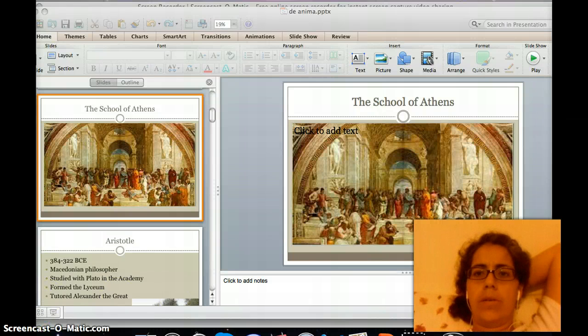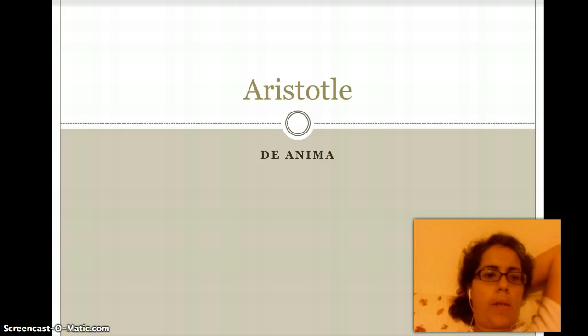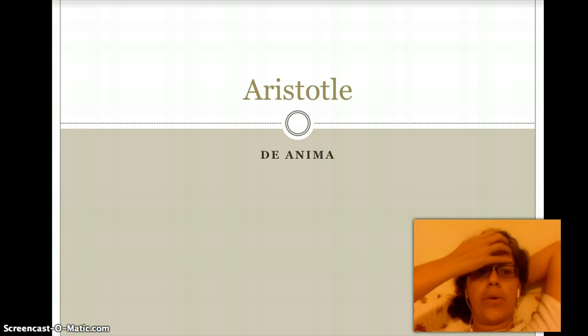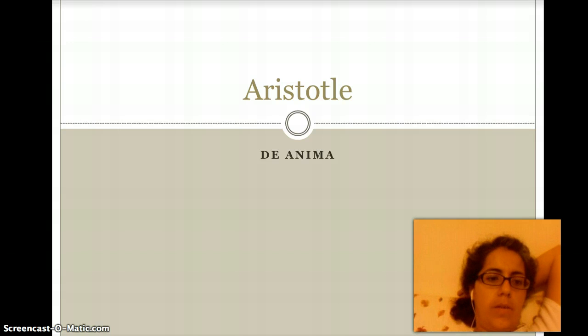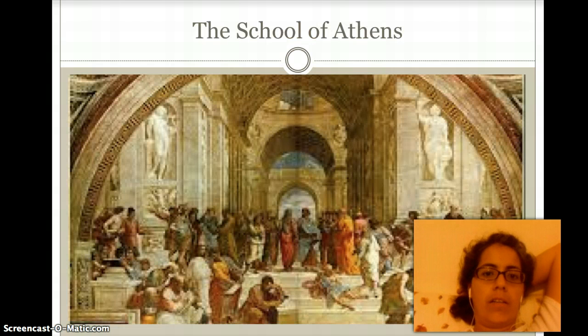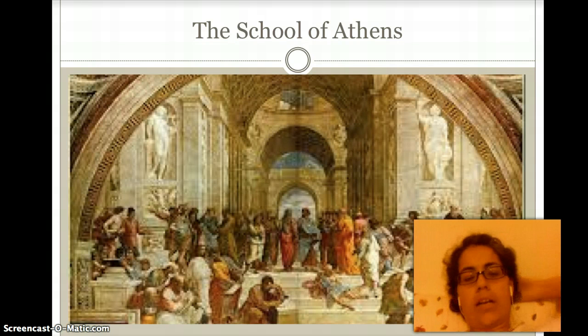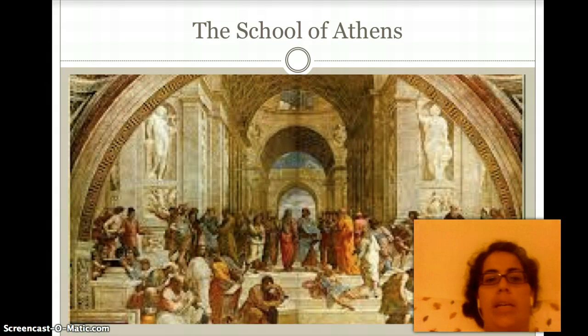We're going to do Aristotle's De Anima. One of the things that I wanted to show you in class was the painting by Raphael called The School of Athens. I'm pretty sure you can get a better image of this. I didn't see this was so pixely when I put it on the PowerPoint.